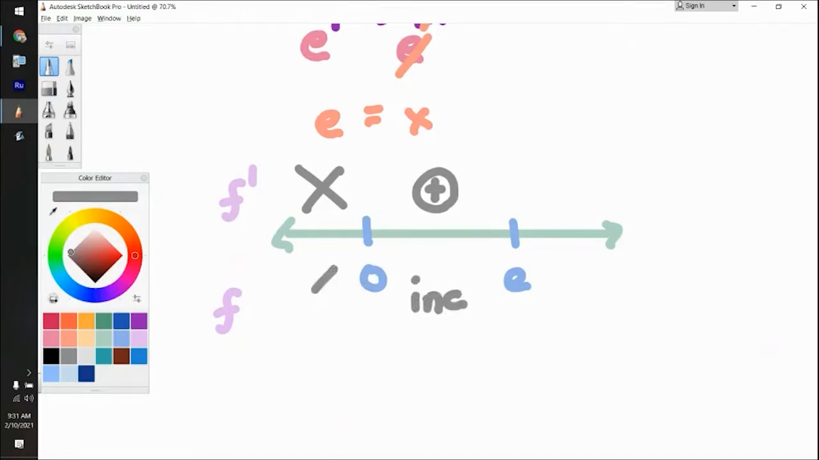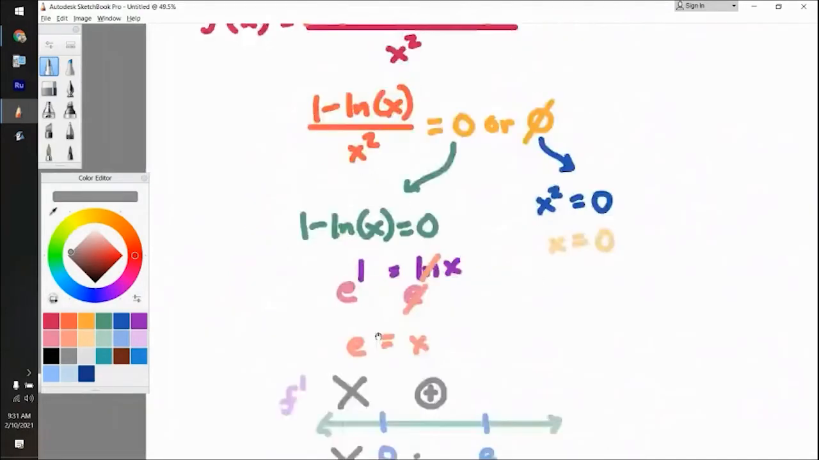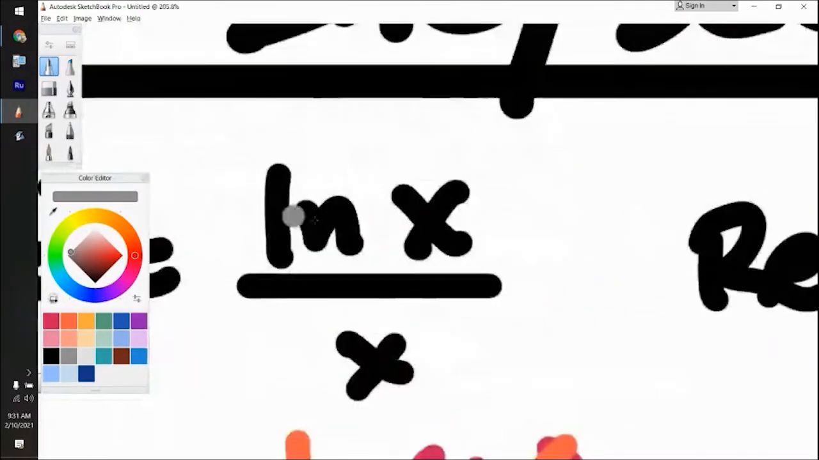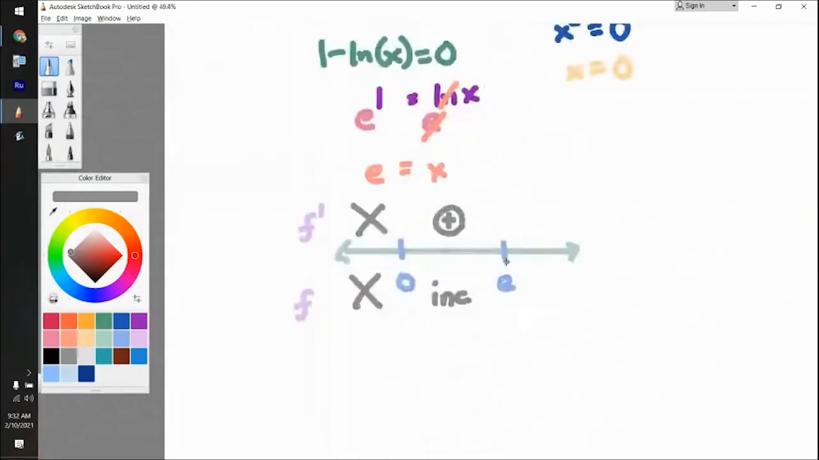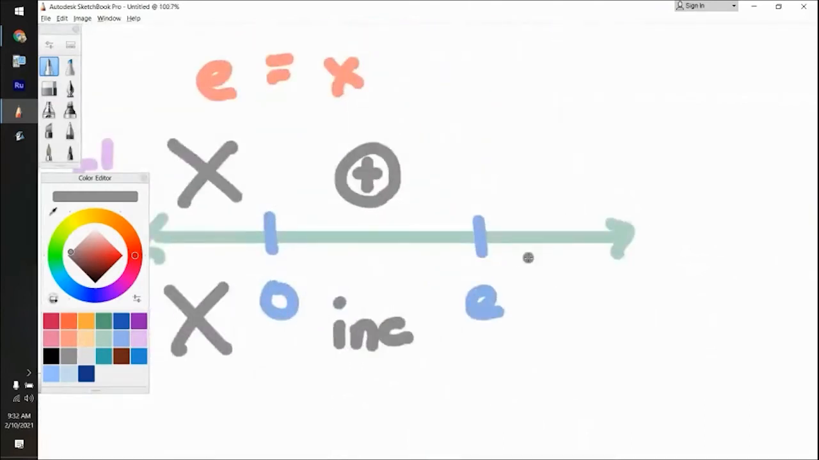Okay, here it doesn't exist. So I'm just going to put another x there. If you don't believe me, you can look at the original function. You can't put a negative in for x here, so it wouldn't exist there either. All right, now what is a good value to plug in for this interval here? It's got to be greater than e.